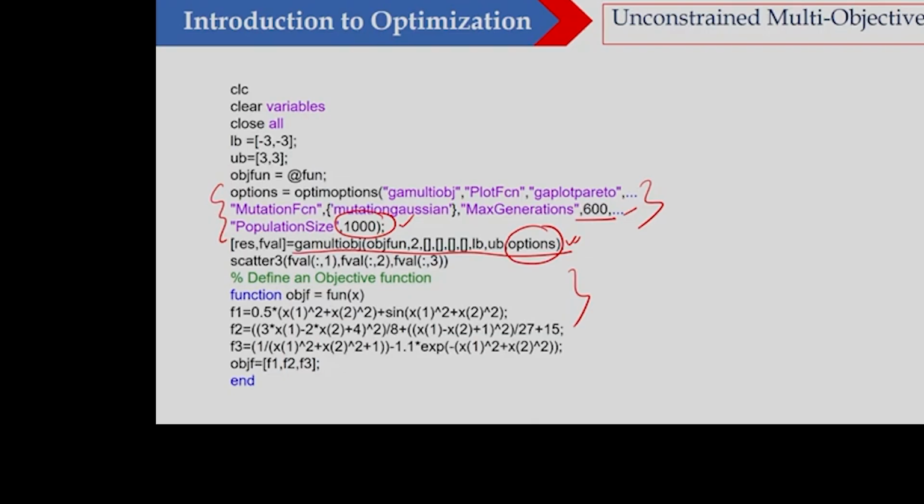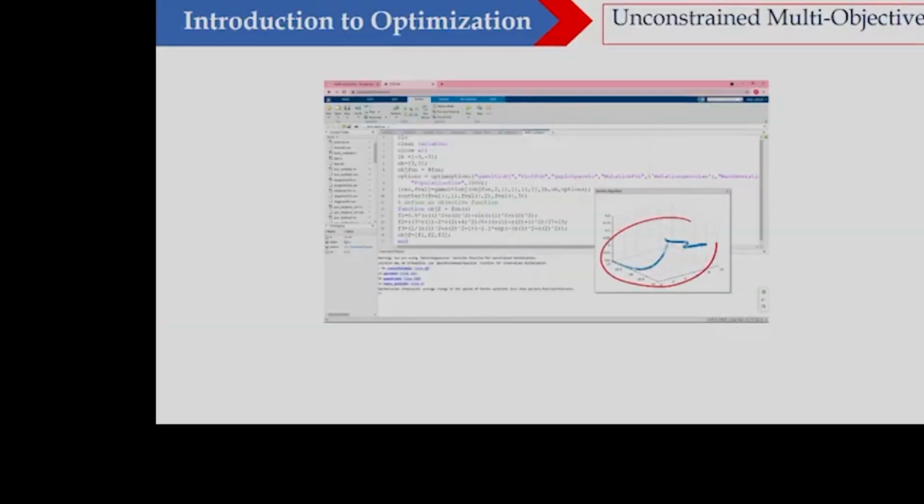We will see this one when I use online MATLAB. There I will try to run this particular function and get the Pareto optimal front. So, this is what you should get if you are executing that particular M file.